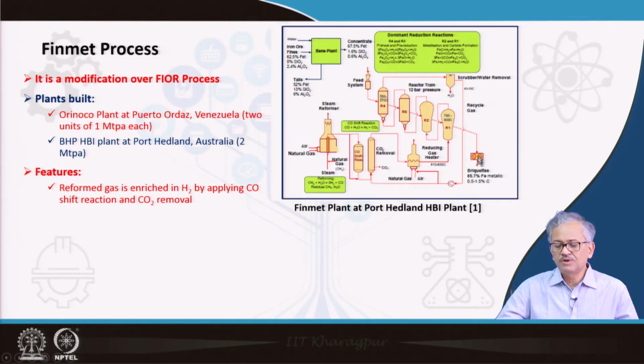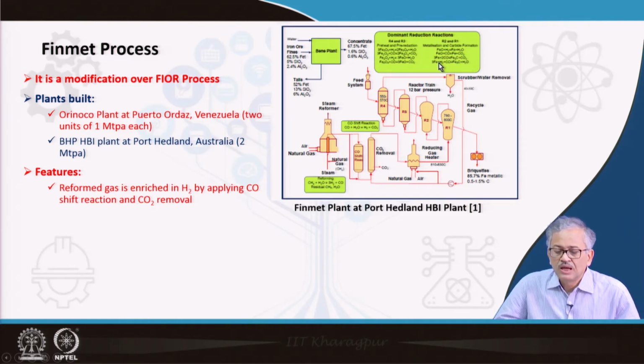And then finally from reactor number 4, R1, you take out the fines, the metallized fines, and you hot briquette it. After briquettizing, you have around 85.7% metallic iron with 0.5 to 1.5% carbon. Okay, so this is your output you can get. And so this is the schematics.